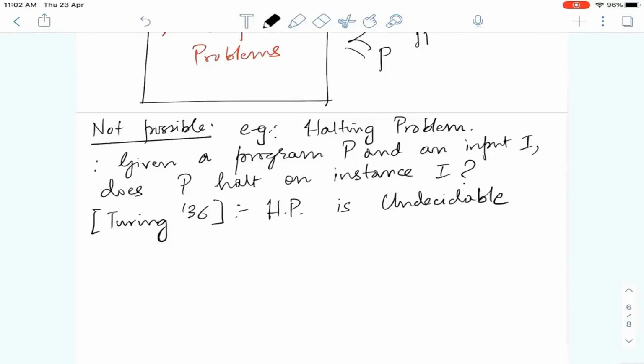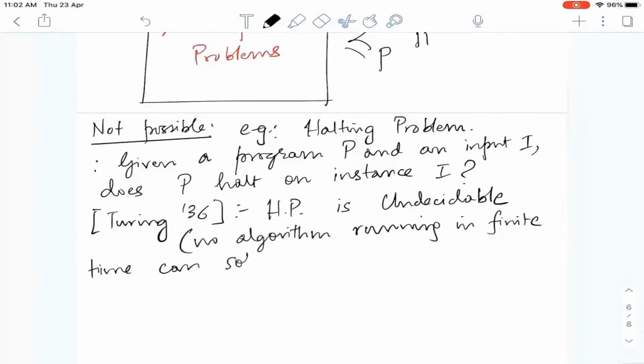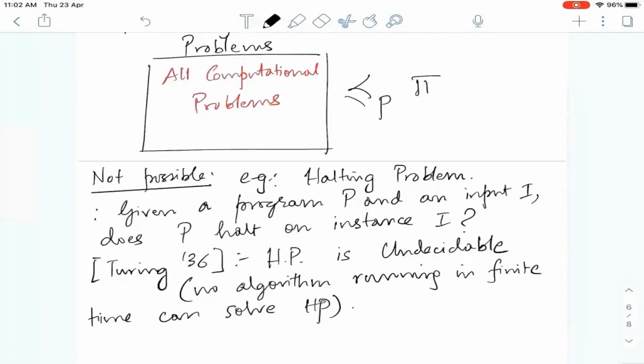Which means that no algorithm running in finite time can solve this problem, can solve HP. Okay, so now there is a problem like this, but why do we say that this problem is not reducible to TSP? Why are we so convinced about that fact?